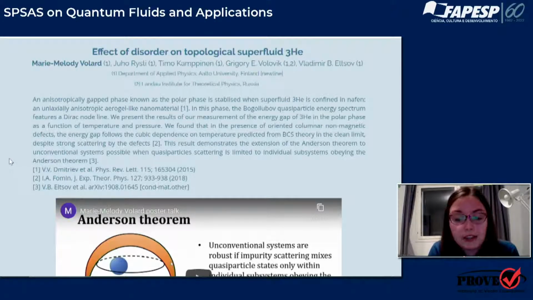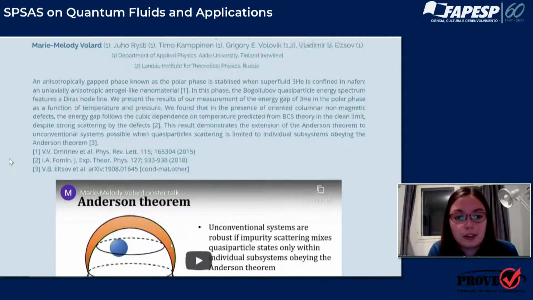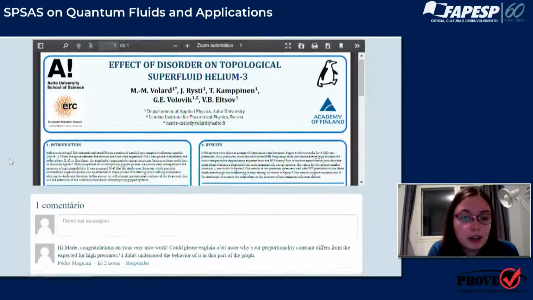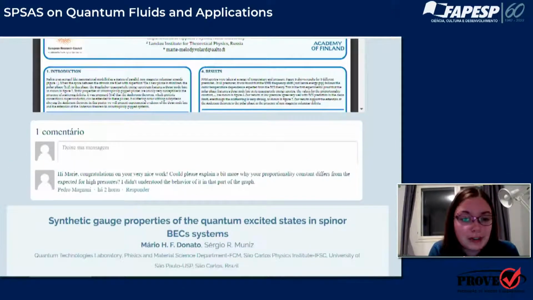And I have seen one question that was asked by Pedro regarding a figure, one of our results. So he's saying, could you please explain a bit more why your proportionality constant differs from the expected for high pressures?